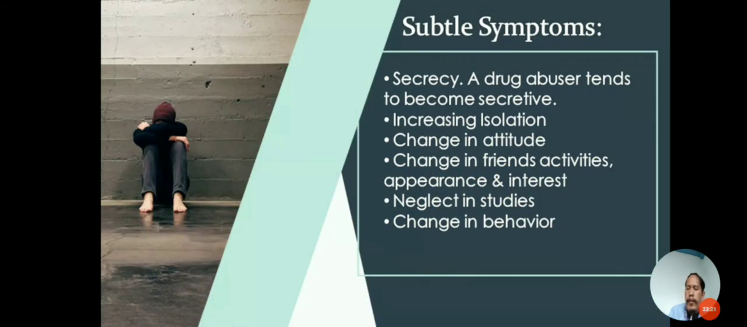In the subtle symptoms, we have secrecy. A drug abuser tends to become secretive, with increasing isolation, change in attitude, change in friends, activities, appearance and interest, neglect in studies, and change in behavior.